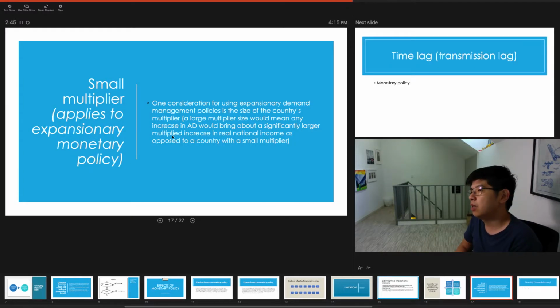Next, a small multiplier is also applicable only to expansionary monetary policy. This is a common consideration when using any form of expansionary demand management policy like monetary policy or fiscal policy. If the country's multiplier is very small, any increase in AD will not bring about a significant multiplied increase in aggregate demand, so it might not be a useful policy, as opposed to a country with a large multiplier, where any increase in AD will lead to a significantly large multiplied increase in real national income. So it's not that it's not going to work, but it's not going to work that well if your country has a very small multiplier.